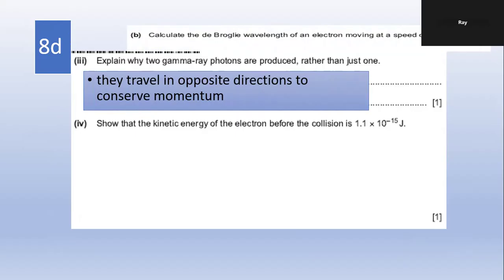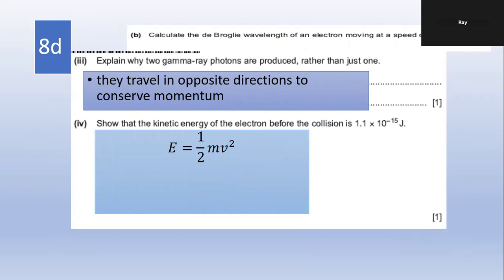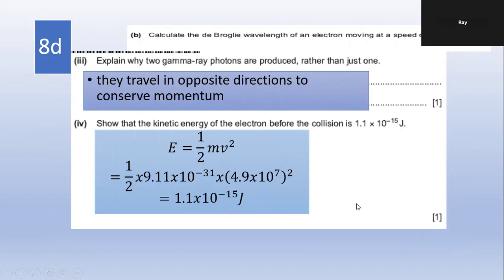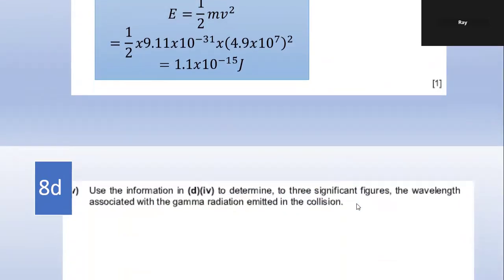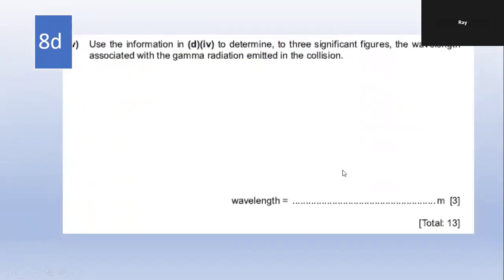And this one is more calculation only. Show that the kinetic energy of the electron before collision is that value. Your AS work, half mv squared. The mass of the electron you get from the formula sheet. The speed is given from part B there. Calculate it out. Okay, if I'm going too fast, stop me.